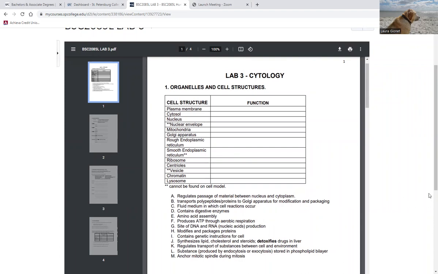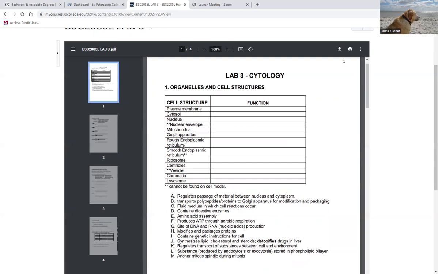Okay, so let's start here with our organelles and cell structures, and we're going to be applying a lot of this to the models, the composite cell models that we have pictures of. So we have plasma membrane, cytosol, nucleus, nuclear envelope, 2 little asterisks. When you have the double asterisks, it means it cannot be found on the cell model. At least for me, I'm not going to ask you to try to identify those on the cell model, right? But you do have to know the functions, right?